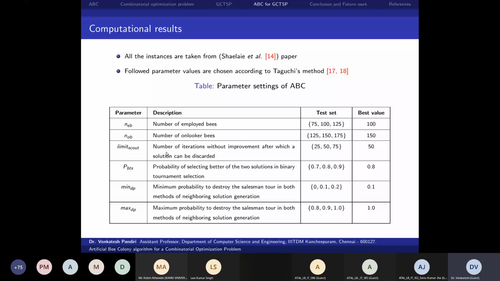I have given a range between 75 to 125 for the number of employed bees, and for the onlooker bees, I have given a range from 125 to 175. Like that, for every parameter you should give a range. Then this method will identify the best value, the best set of parameters. Then we can run the algorithm on the particular instances taken.